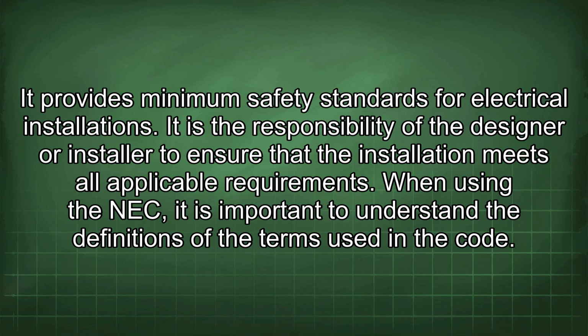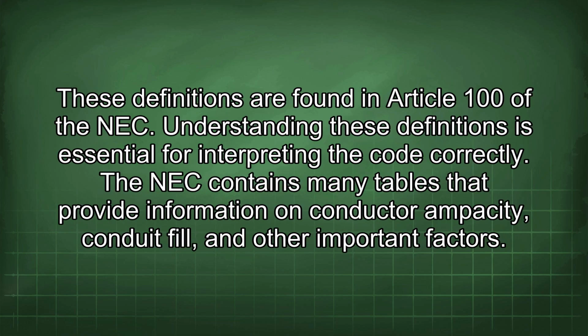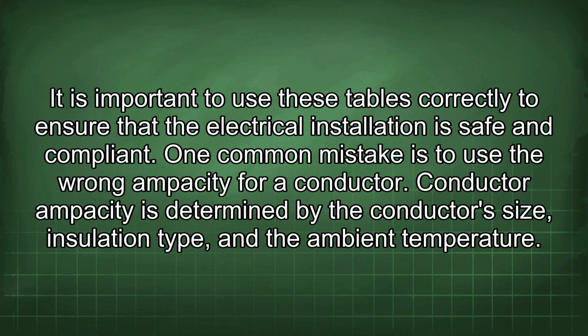When using the NEC, it is important to understand the definitions of the terms used in the code. These definitions are found in Article 100 of the NEC. Understanding these definitions is essential for interpreting the code correctly. The NEC contains many tables that provide information on conductor ampacity, conduit fill, and other important factors. It is important to use these tables correctly to ensure that the electrical installation is safe and compliant.